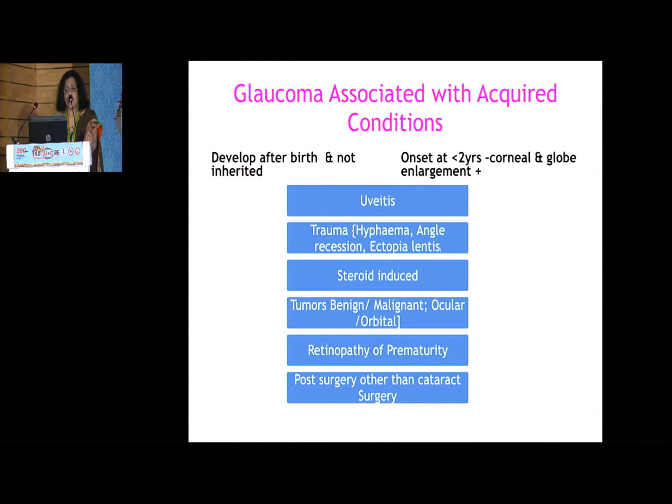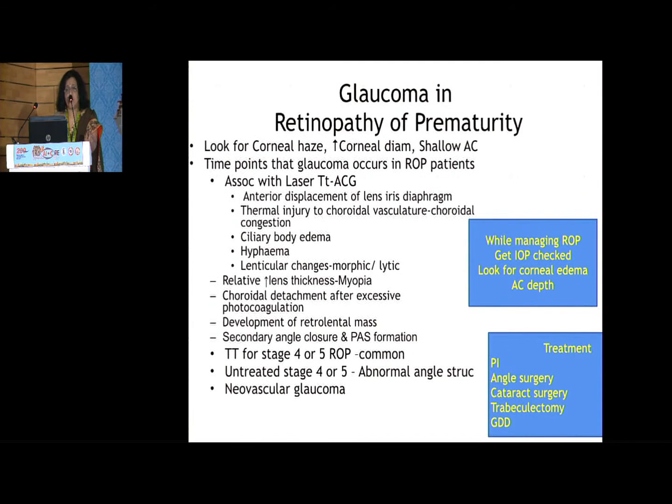Now, coming to glaucoma associated with acquired conditions other than steroid-induced glaucomas, there is one thing which is now coming up more and more as more and more children are getting treated for retinopathy of prematurity and have good vision thereafter. They tend to sometimes have corneal haze and increased diameter. So when our retinal colleagues are looking at these patients, we need to ensure that they do take the IOP, they do look at the corneal edema, they look at the AC depth and the corneal diameter.